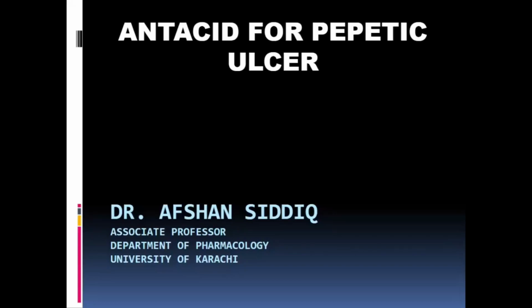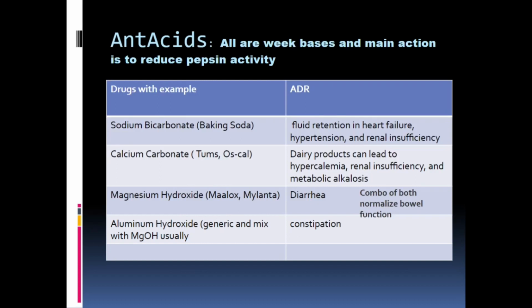I have listed the names of antacids. There are 4 different types of antacid which are available for the treatment of hyperacidity in the GI tract. Examples of these drugs include sodium bicarbonate, calcium carbonate, magnesium hydroxide, and aluminum hydroxide.